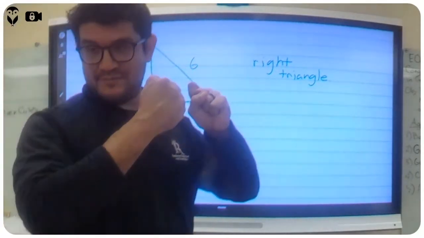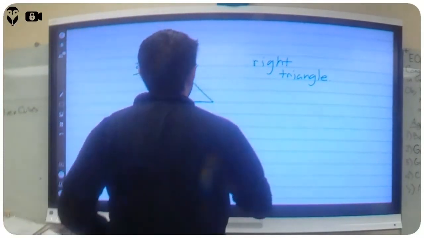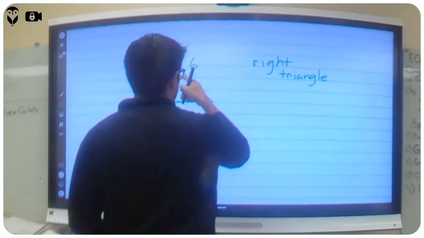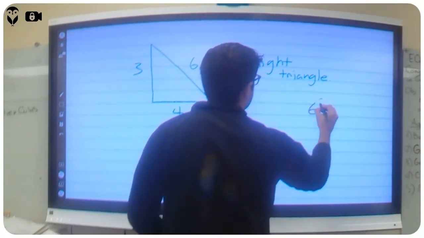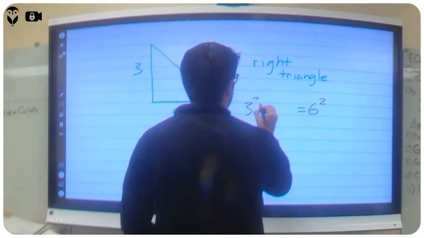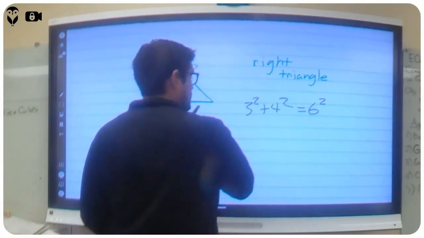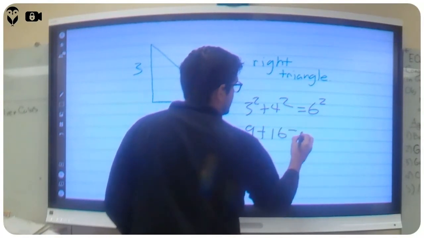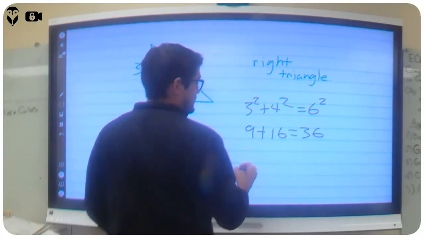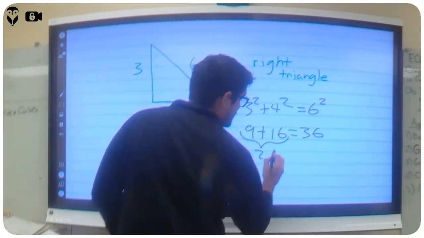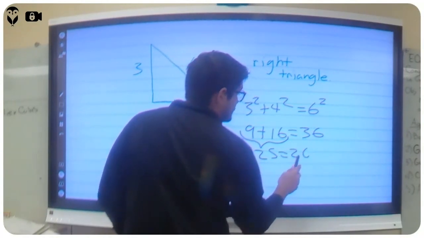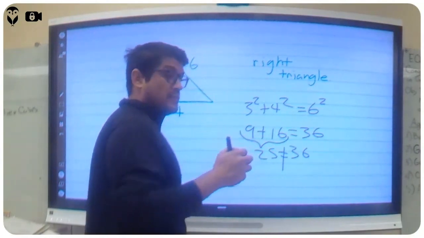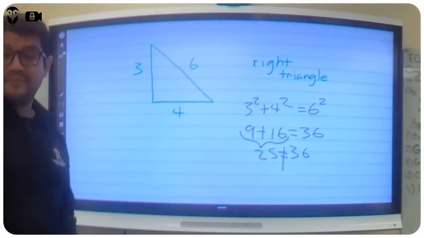And I'm back, right? So this is going to be a squared plus b squared equals c squared. So 6 is going to be c. The other two do not matter where they go. So this is going to be 9 plus 16. Does that equal 36? This plus this makes 25. So 25 does not equal 36. So this is a no for being a right triangle. And that's the lesson.